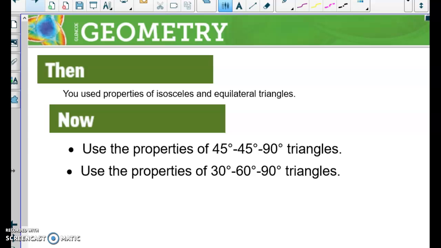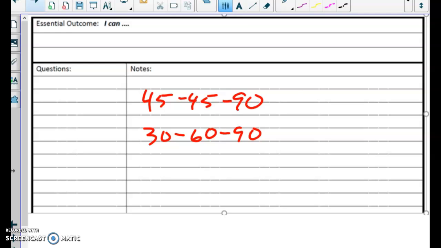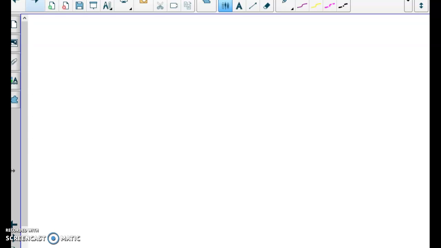So we talked about triangles, and we're going to talk about special right triangles, ones that have the angles 45, 45, 90, and 30, 60, 90. The side ratios of the 45, 45, 90 are 1, 1, square root 2, and the ratios for the 30, 60, 90 are 1, square root 3, 2. Okay? So side ratios are going to stay the same ratio.